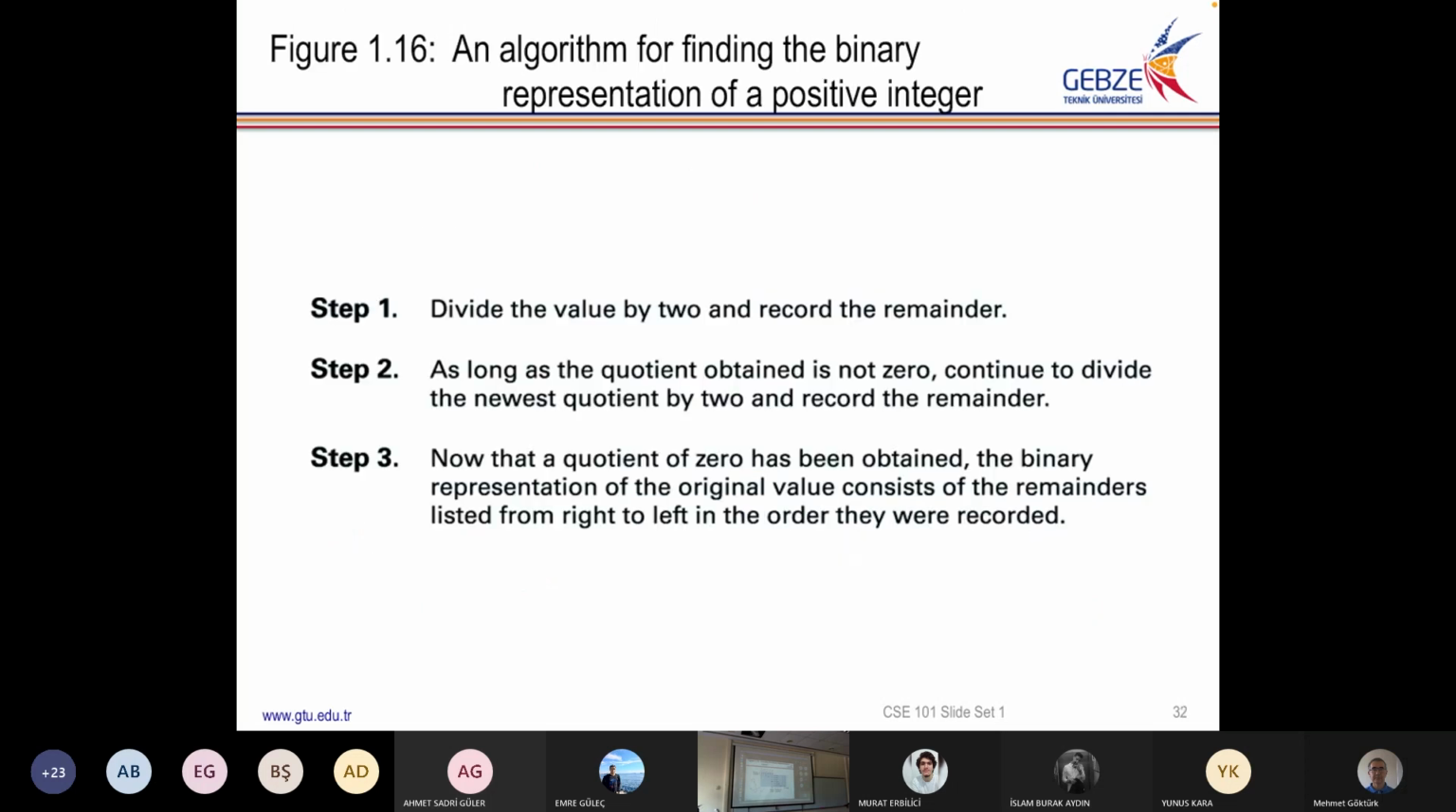Okay, let's move. An algorithm to find the binary representation of a positive integer. How am I going to find the binary equivalent of a decimal number.